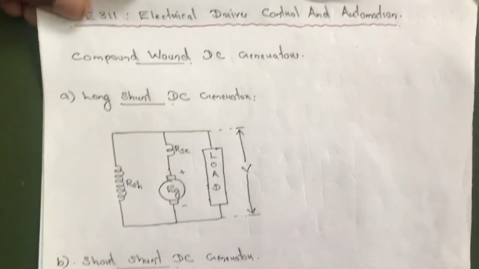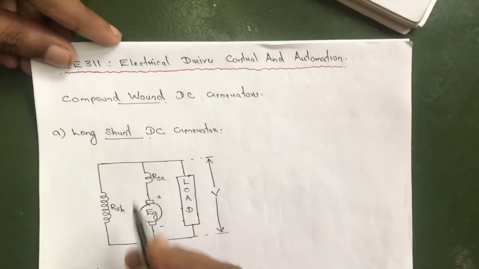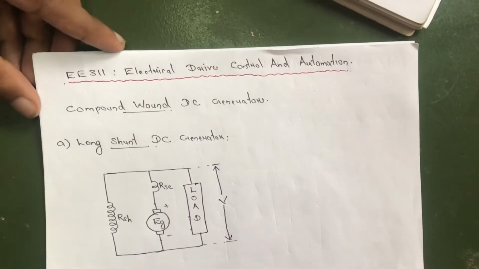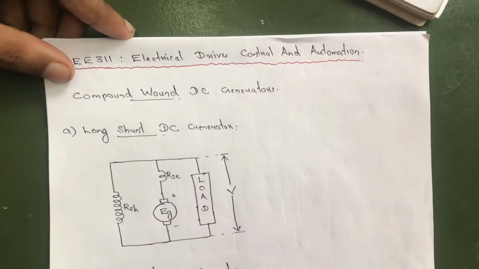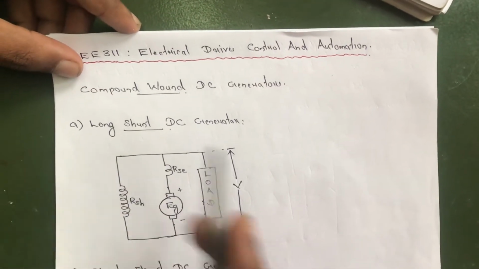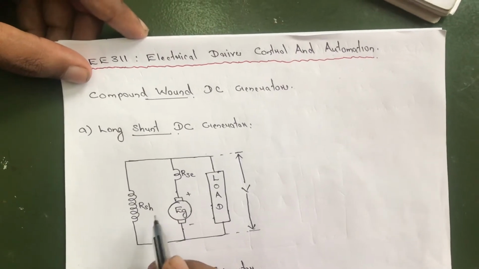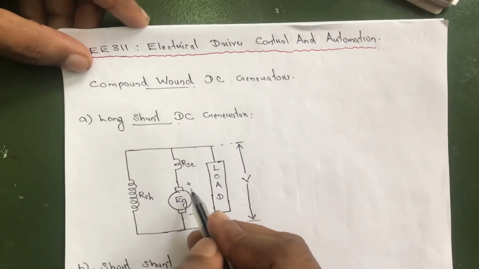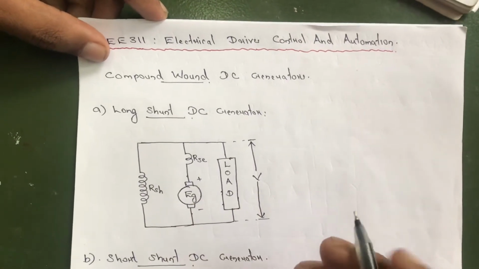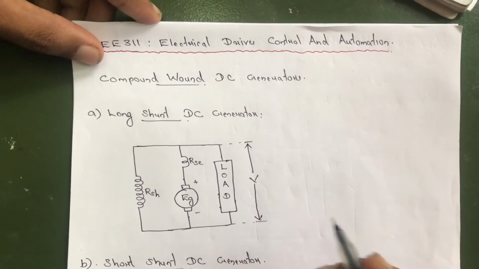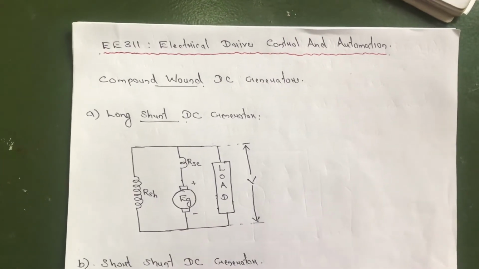As it is a compound wound DC generator, it has two windings, one is the series winding and the next is the shunt winding. So when it is a long shunt DC generator, the shunt field winding is wound in parallel with the combination of armature winding and the series winding. Here we have to now derive the voltage equations. So let's see.